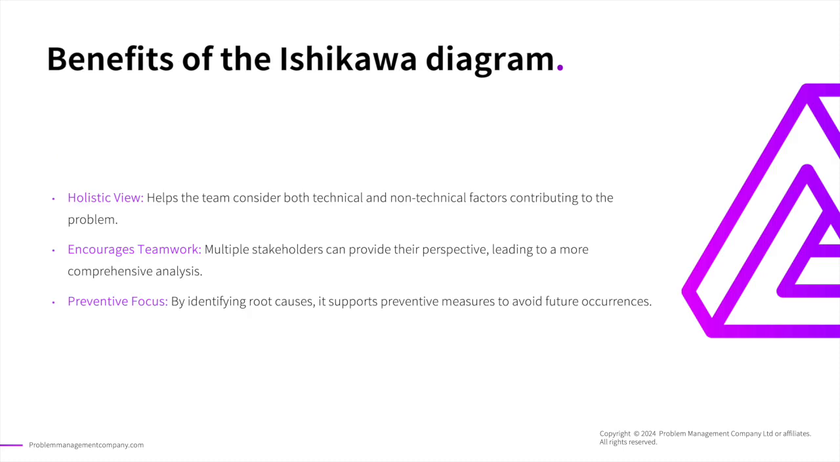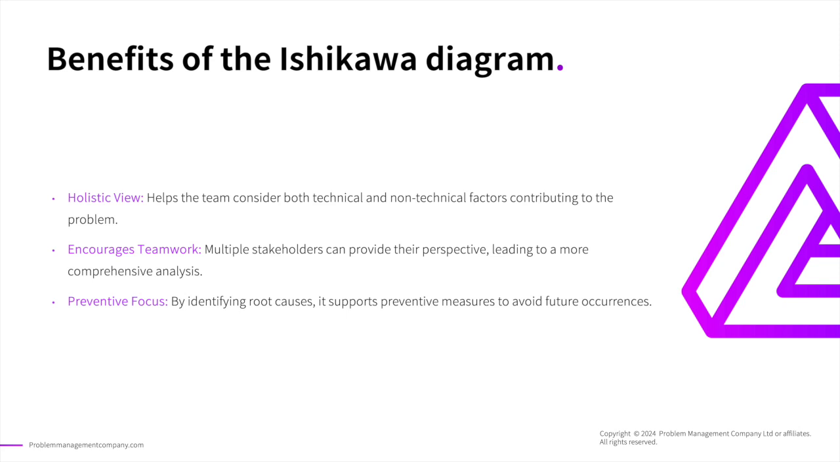The benefits of using the Ishikawa diagram. Holistic view helps the team consider both technical and non-technical factors contributing to the problem. Encourages teamwork. Multiple stakeholders can provide their perspective, leading to a more comprehensive analysis. Preventative focus. By identifying root causes, it supports preventative measures to avoid future occurrences.